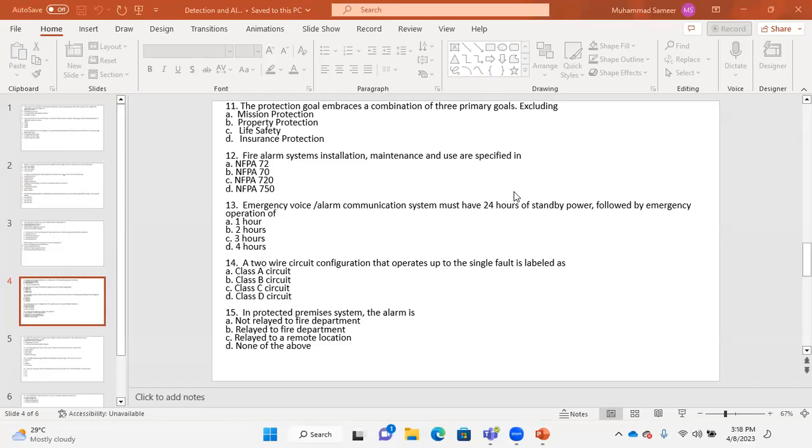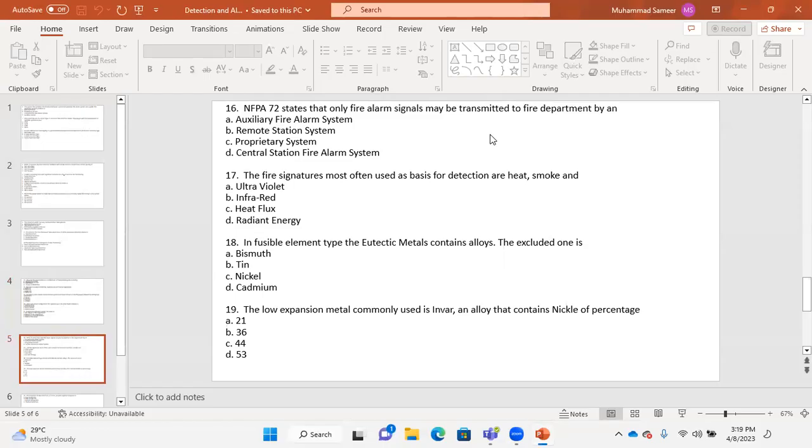B. In protected premises system, there is one thing that is true: the alarm is not related to the fire department. This statement is actually true. In the protected premises system, if you remember, the alarm remains within the building, and only the security or the watchman tends to see the alarm. If he feels there is any emergency or it requires assistance, then only he can refer to the civil defense, right? So yes, the statement that it is not related to the fire department is true. The right answer is A.